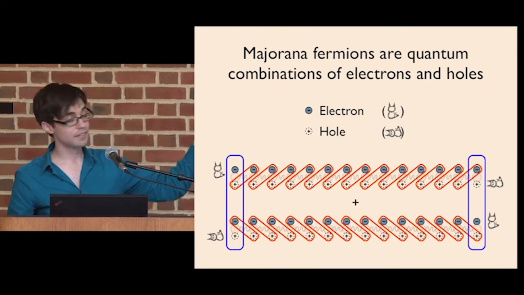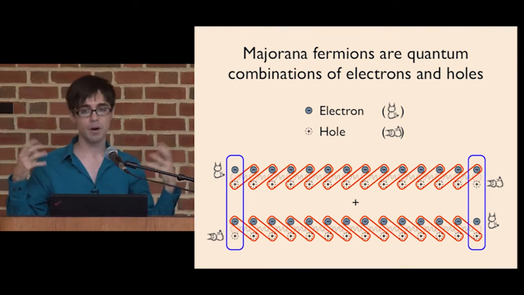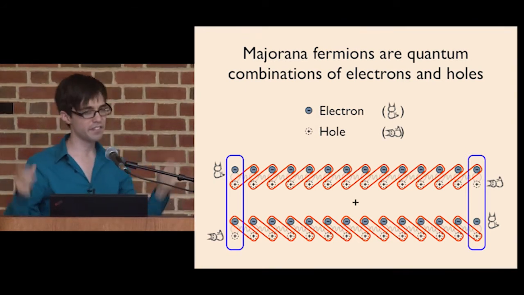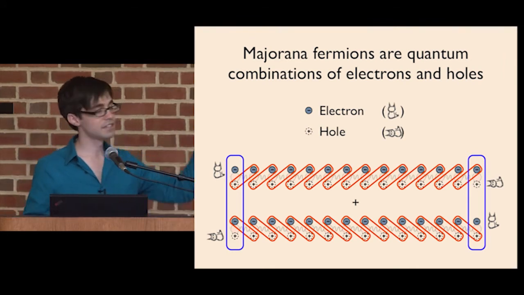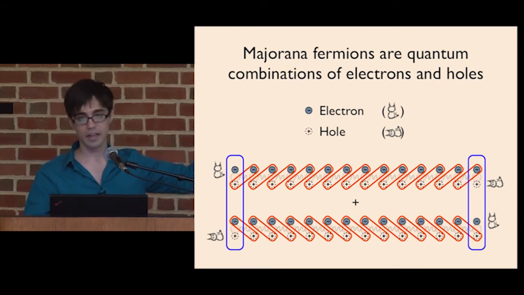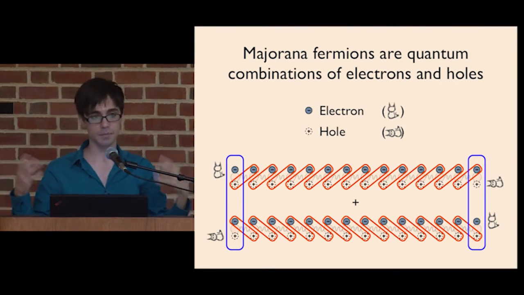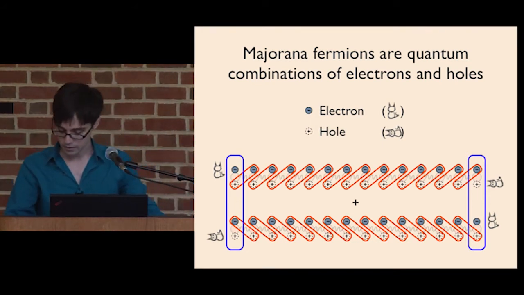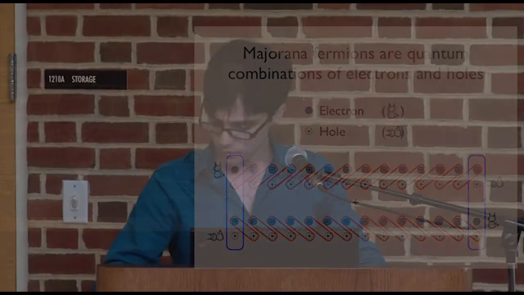And since the holes have an effective positive charge, these particles actually have zero charge because there's a hole and an electron there at the same time. They cancel each other out. So these particles can possibly even be used for quantum computers. People are trying to do it now.